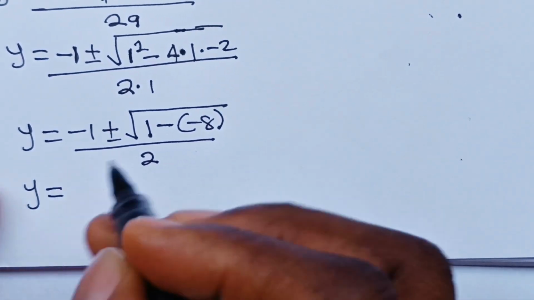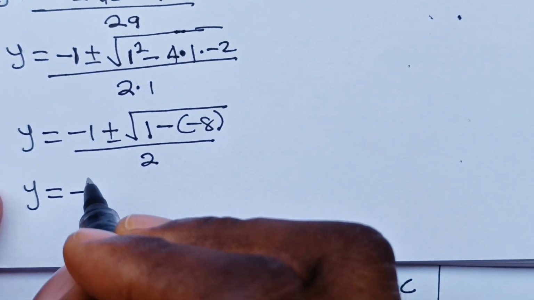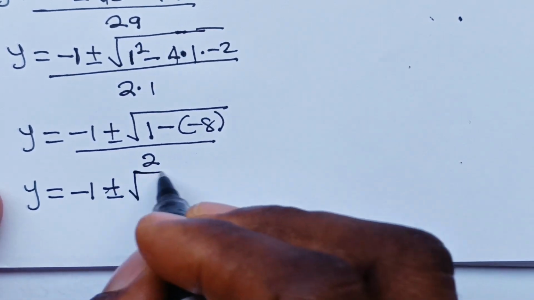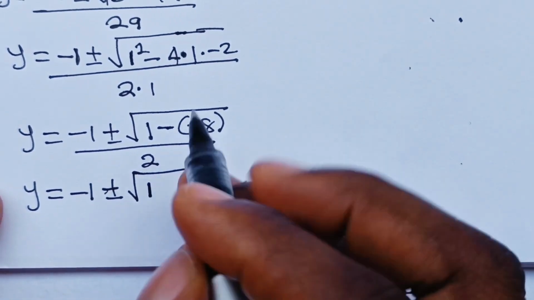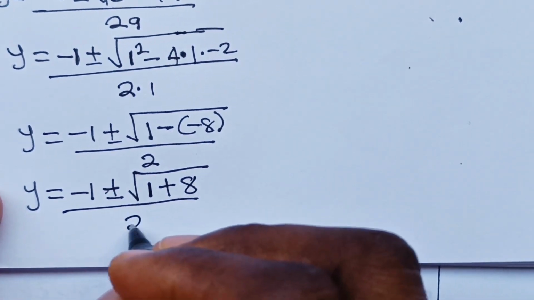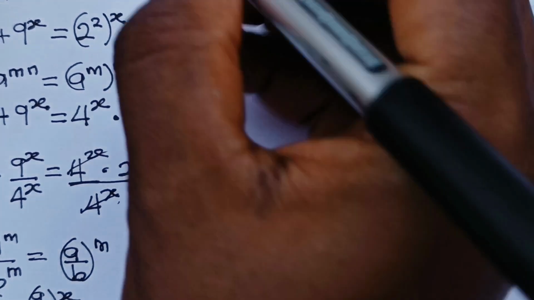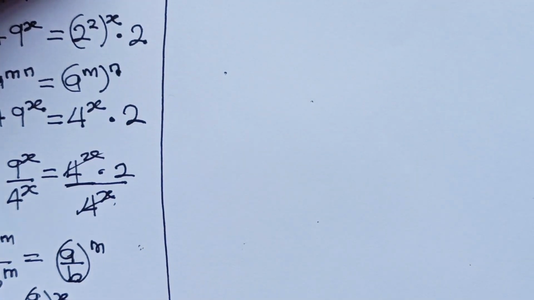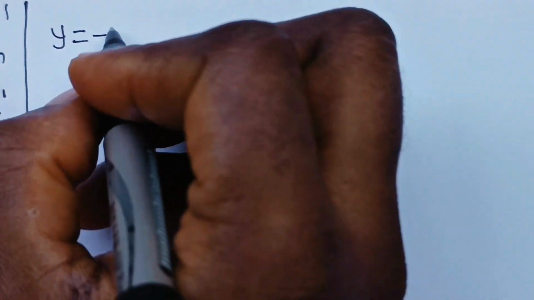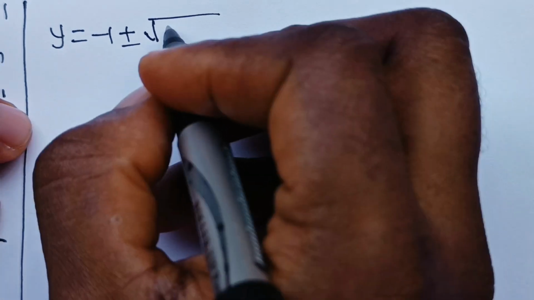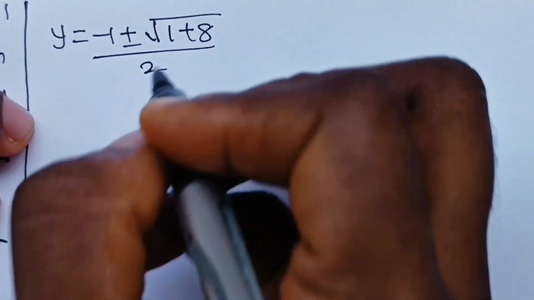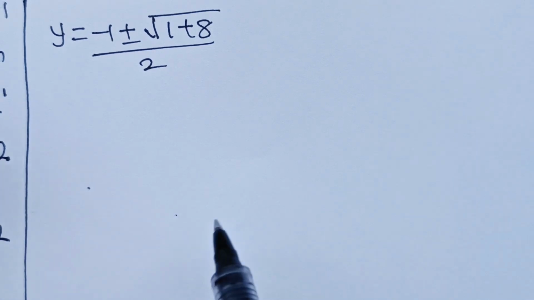So we can write that y is equal to minus 1 plus or minus the square root of 1 minus minus 8, and minus minus will give us plus, divided by 2. All right, so let's continue. First, permit me to rule this so that I will know where to cross and where not to cross. So this is where we are: y is equal to minus 1 plus or minus the square root of 1 plus 8, everything divided by 2.